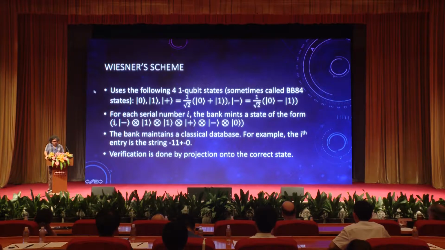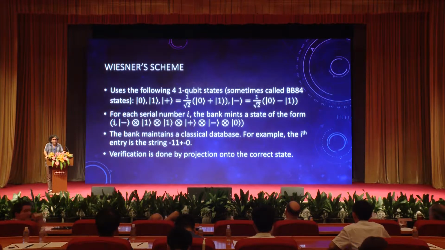And verification is done by projecting onto the correct state. So for example, in this example, the bank measures the first qubit in the Hadamard basis, and if the result isn't minus, it is simply rejected. And then it moves on to measure the second qubit. If the result isn't 1 in the standard basis, then it rejects it, and so on and so forth. So it either measures in the Hadamard basis or in the standard basis.